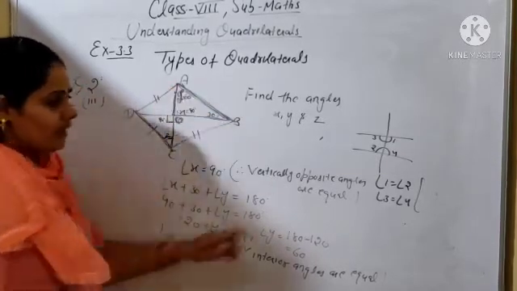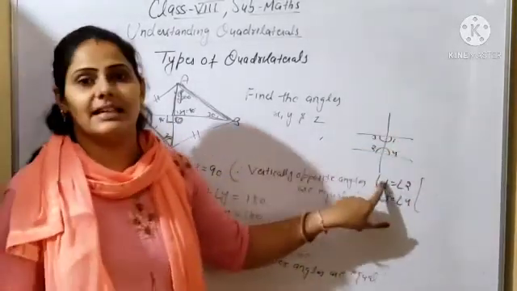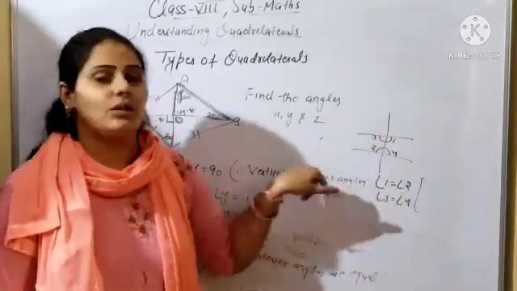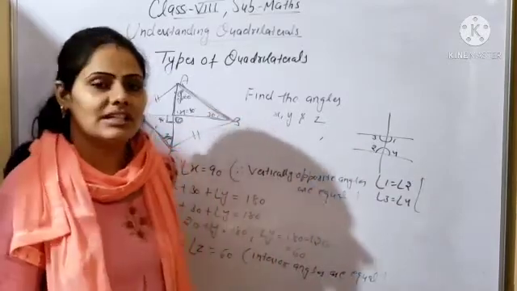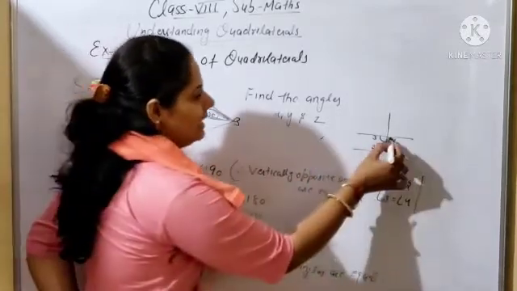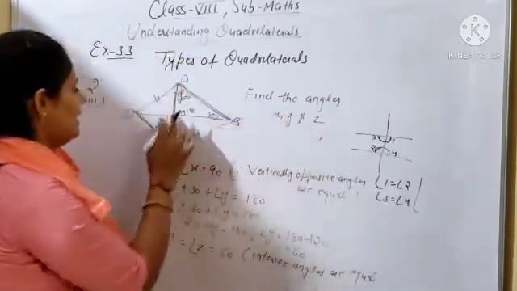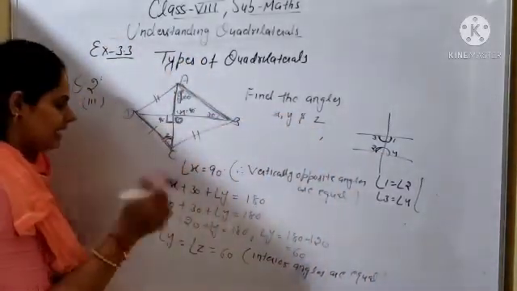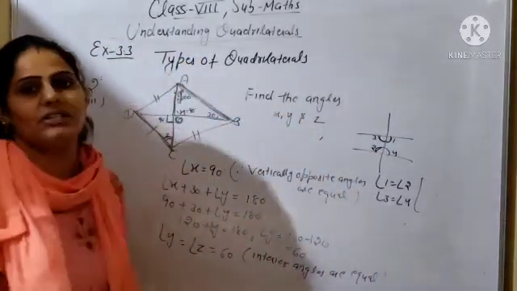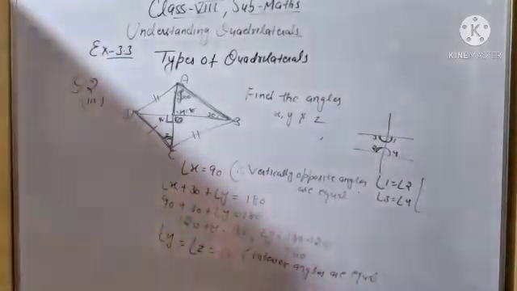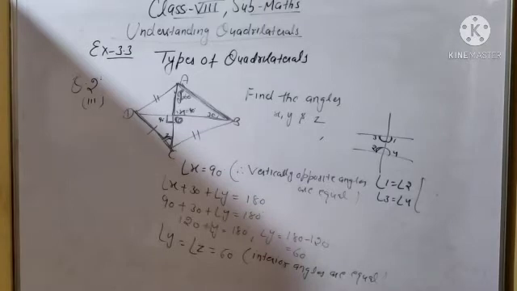When two lines are parallel and one line is the transversal on the parallel lines, interior angles will be equal. So angle 1 is equal to angle 2 and angle 3 will be equal to angle 4. So y and z are the interior angles. So y will be equal to z, so it will be 60 degrees. Clear, all of you? Clear, beta?